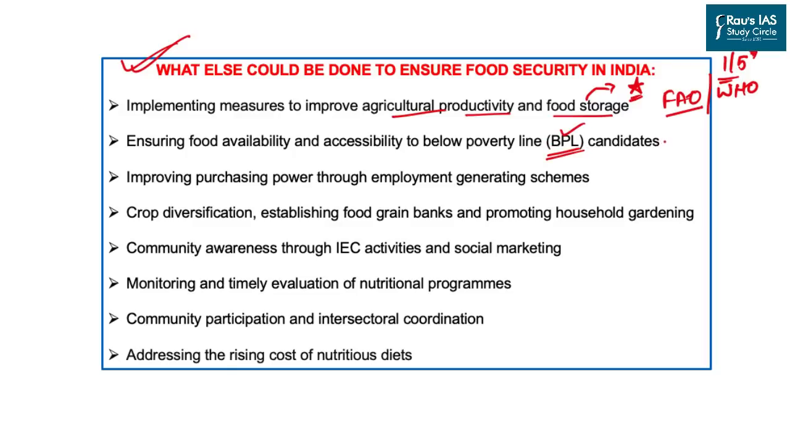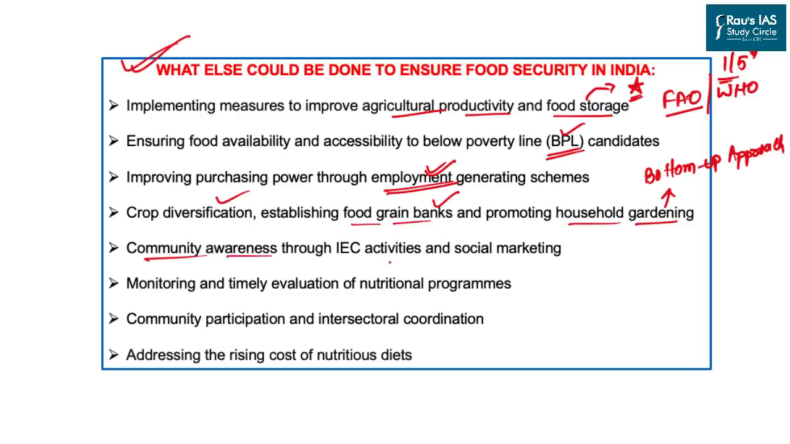Then we require better accessibility for those below the poverty line. This was seen during the COVID crisis because the poor were not able to get food items at cheaper rates at their doorstep, given the kind of migration they were going through. We also need to enhance employment, because employment generation can solve thousands of other problems faced by the poor and the malnourished population. We require crop diversification, establishing food grain banks even by the private sector, and promoting household gardening. This is the best example of a bottom-up approach.